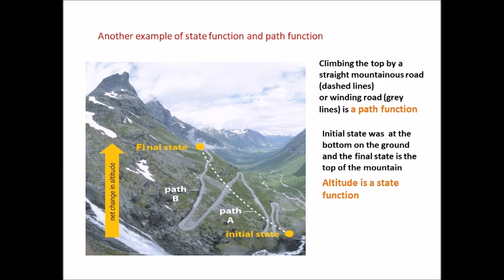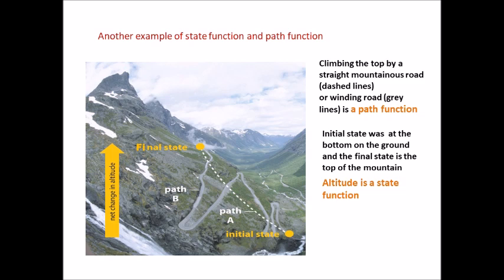See here, climbing up the mountain and reaching the top is the path. How we are going to reach the top? There are two ways. One, we go straight by these dashed lines, and the other we go by the curved lines, the winding path. So when our aim is to reach the top of the mountain, that is the final state of my system.